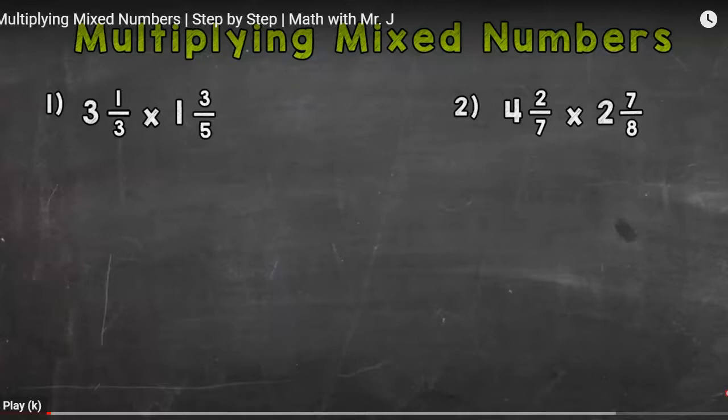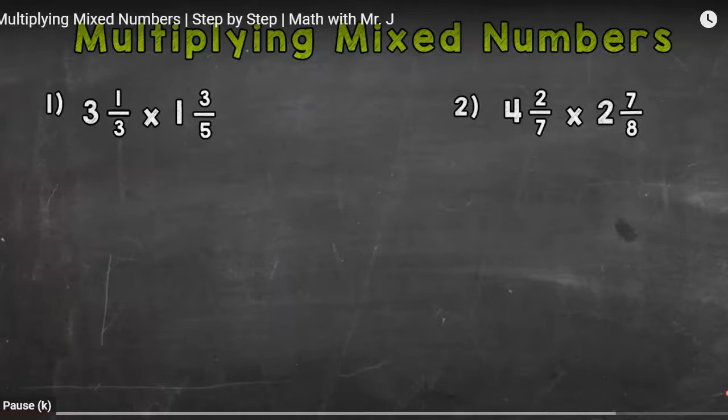Can we estimate, though, with how this problem is sitting right now? Yeah, we absolutely could. Remember, 3 1/3 is closest to 3, and 1 3/5 is actually closest to 2. So 3 times 2 would be 6. So let's see if he gets somewhere close to that.